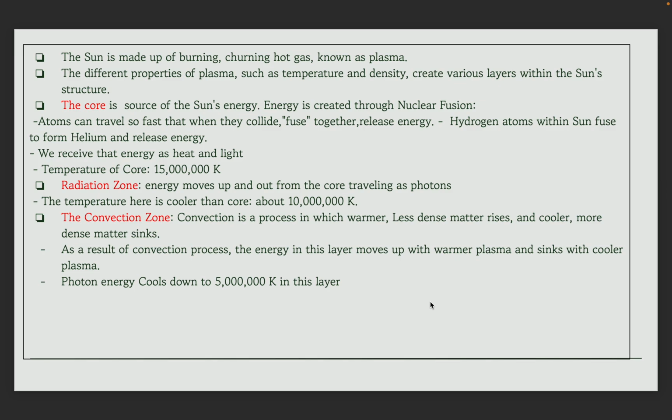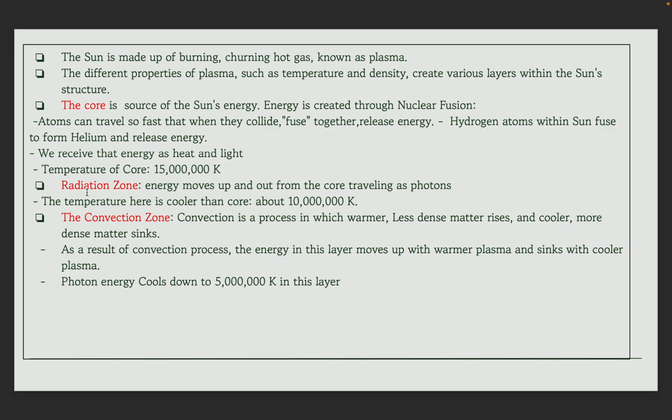The temperature of the core is about 15 into 10 to the power 6 Kelvin. The radiation zone is the zone between the core and the convection zone. This is the second zone of the interior. In the radiation zone, energy moves up and out from the core, traveling as photons. The temperature here is colder than the core. It is about 10 into 10 to the power 6 Kelvin.